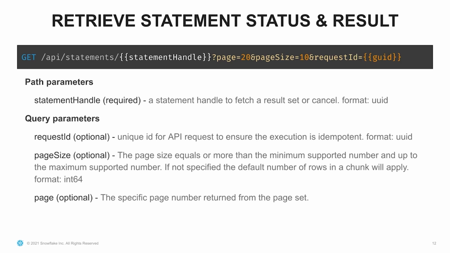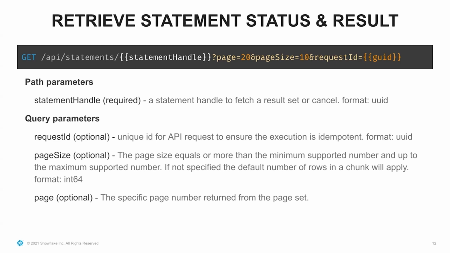And so when you have these query parameters, you have the request ID, so you can still have it idempotent if needed. You can still set the page size as well, so you can get a specific number of rows, and you can specify which page that you want returned. So this way you can paginate your result set. If you have a SQL statement that results in millions of rows, right? You can page through those results as needed.